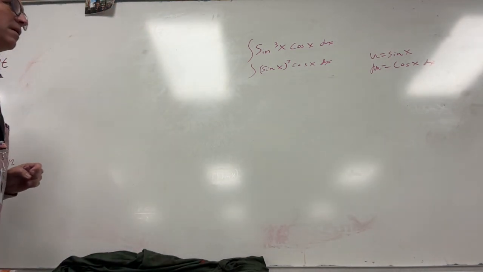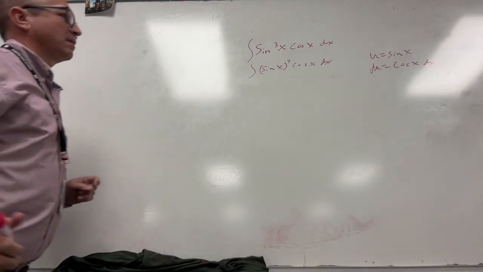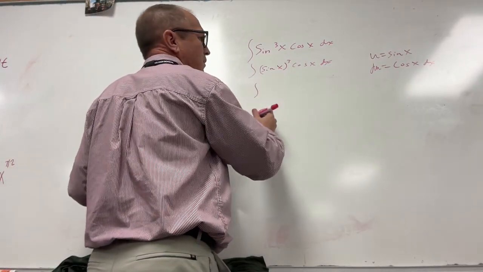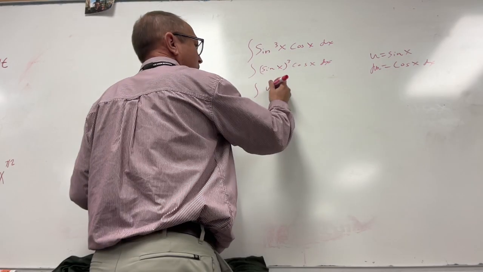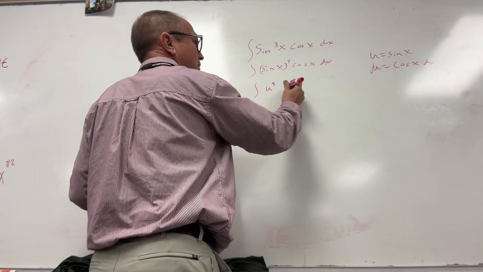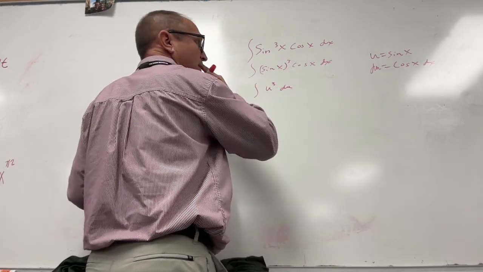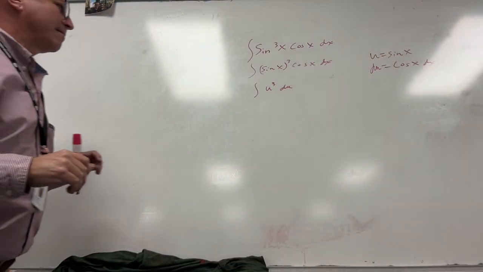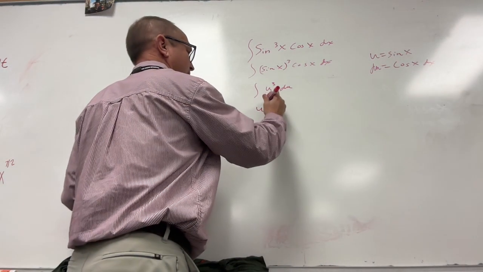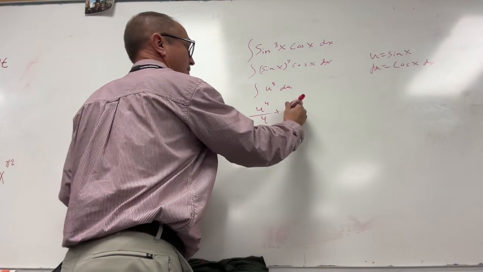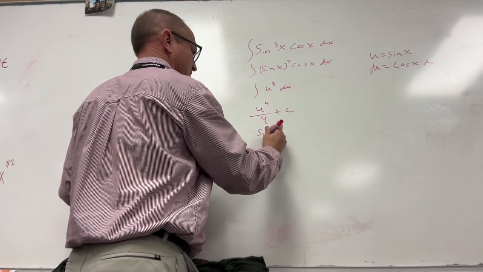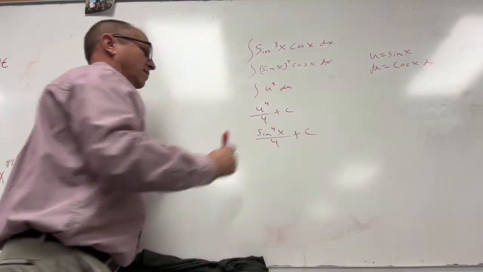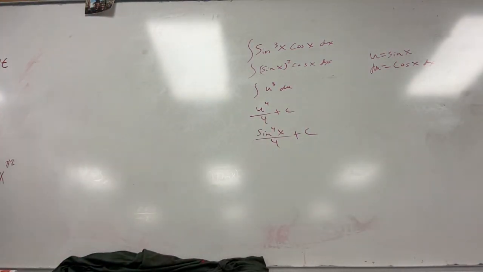So, actually this is not one of the ones I have to manipulate. So this becomes u cubed du, right? Okay, and the antiderivative of u cubed is? So it's, that is my answer.